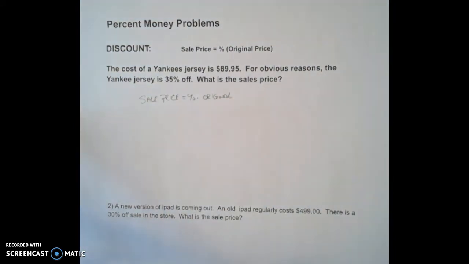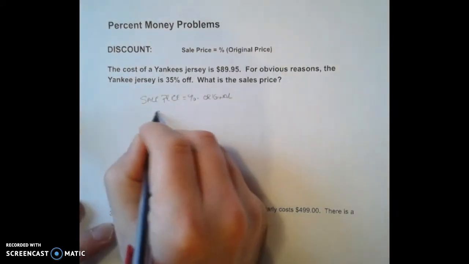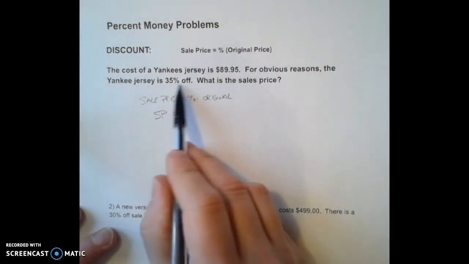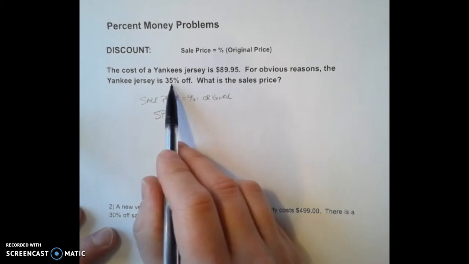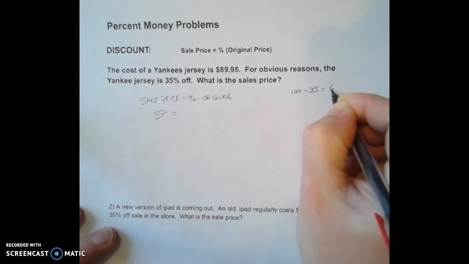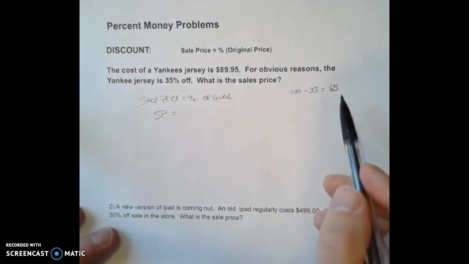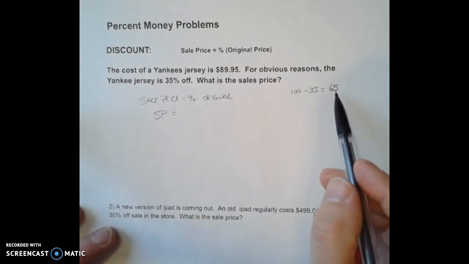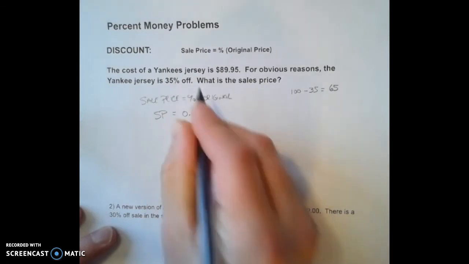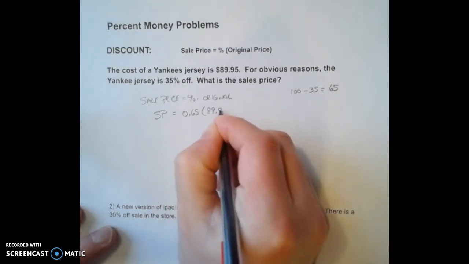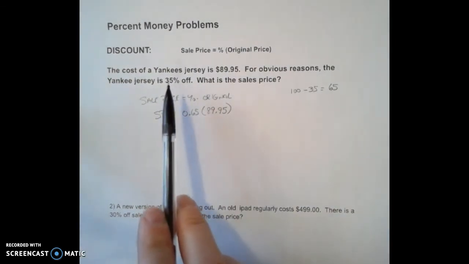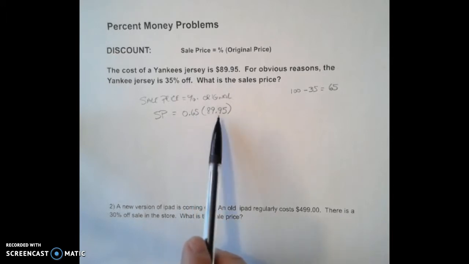And in order to do this, I'm going to be looking for the sale price. So I'll just call that SP. For my rate, well, it's 35% off. And so if I'm going to save 35%, 100 minus 35 is equal to 65. This means that we're actually only going to be paying 65% of the original price. And so for my rate, I'm going to use 65 hundredths. And then the original price of the jersey was $89.95.